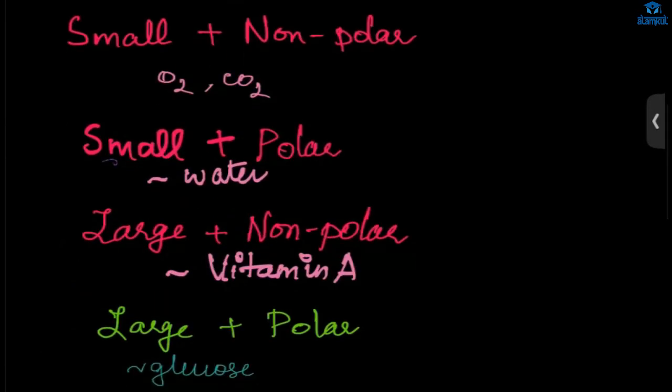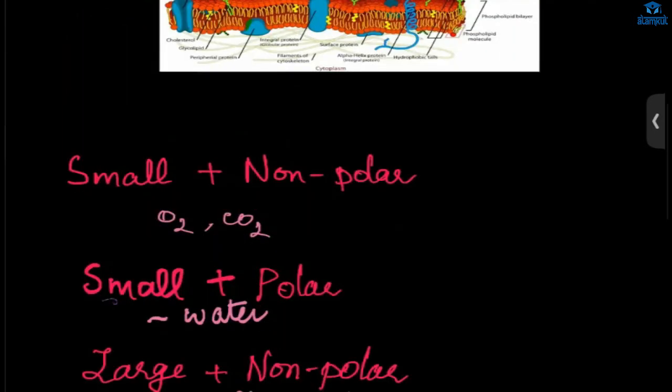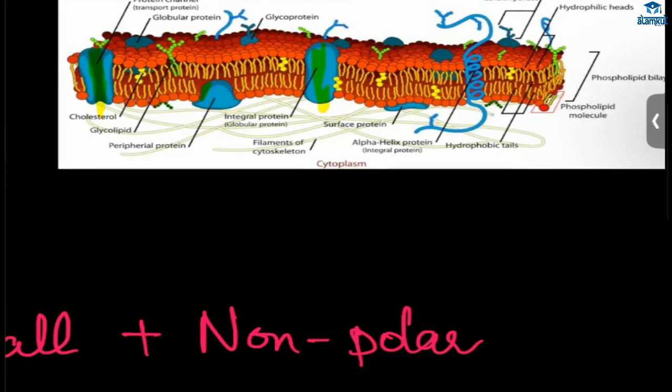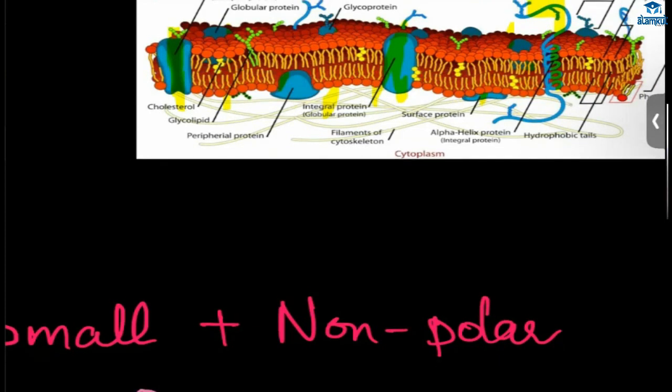Large non-polar molecules like vitamins will also move, but very slowly. Large polar molecules and highly polar, charged ions require transport proteins to transport them. This protein channel will help in the transport. Through this only, the particle can move; anywhere else it can't. It could move only through the protein channel. Those blue structures are the protein channels.